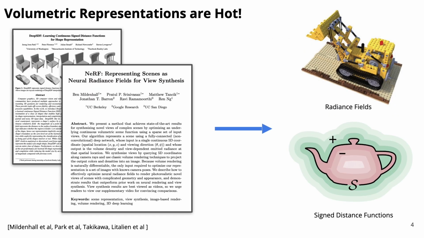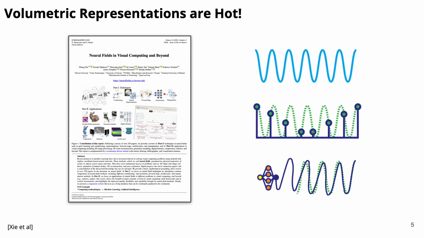Another trend that we have been seeing in the last few years is the increasing interest in volumetric representations in machine learning and computer graphics. This includes representations like radiance fields and NeRF, but also things like signed distance functions. Signed distance functions are enjoying a renewed focus of research activity in computer graphics and machine learning. These volumetric representations are being coined as neural fields. We recently also published a Eurographics State of the Art report on these volumetric representations, so be sure to check that out for more details.